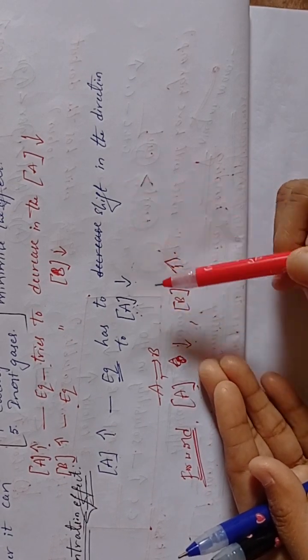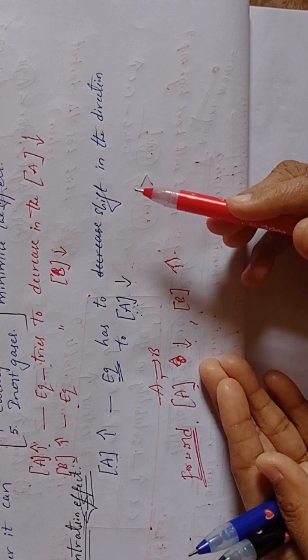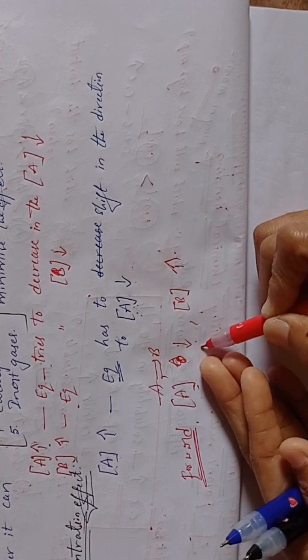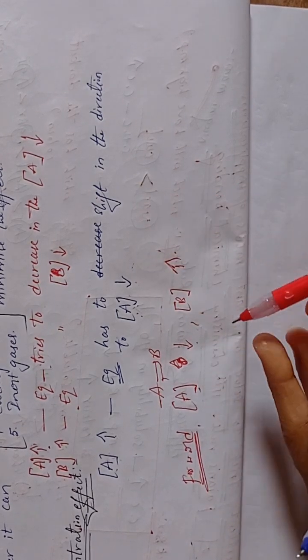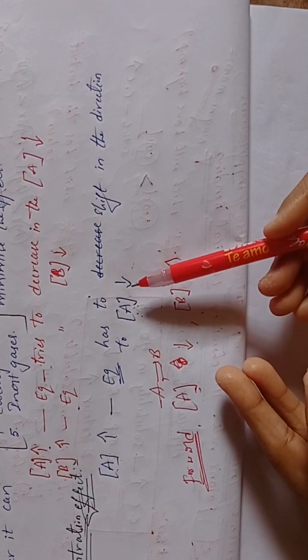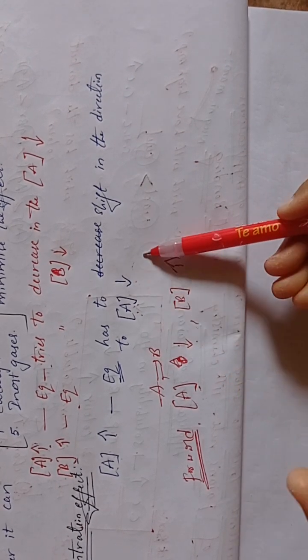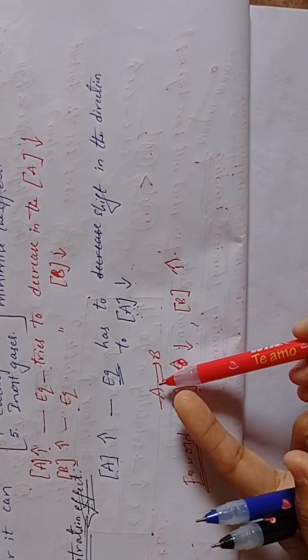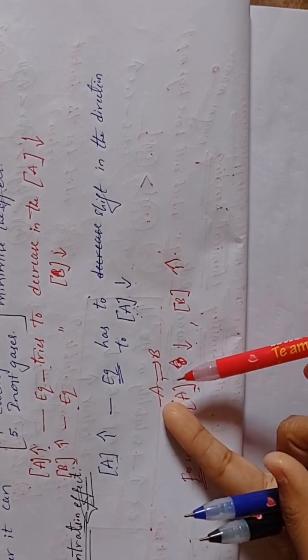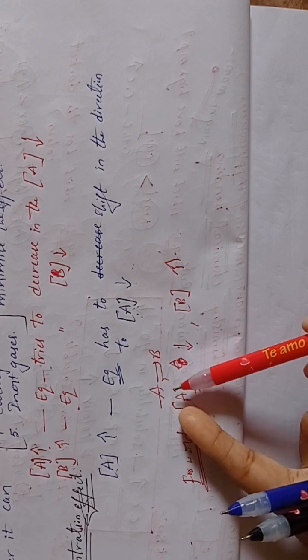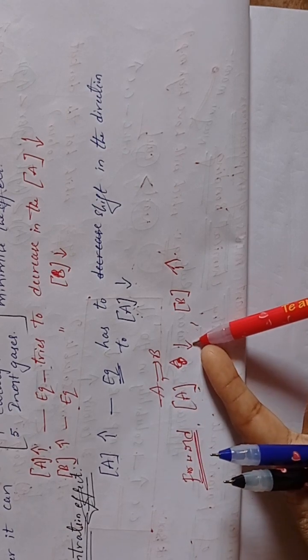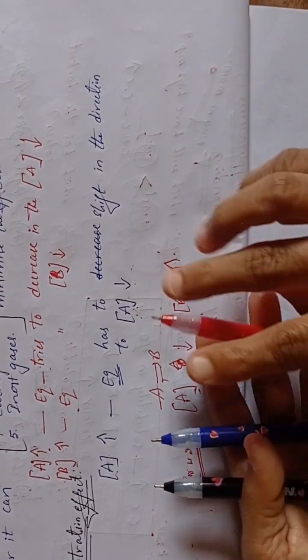So that's why here it favors which direction, students? It favors the forward reaction. That means equilibrium has to shift in the direction to decrease the concentration of the reactant A. So in the forward reaction, the concentration of the reactant A decreases.